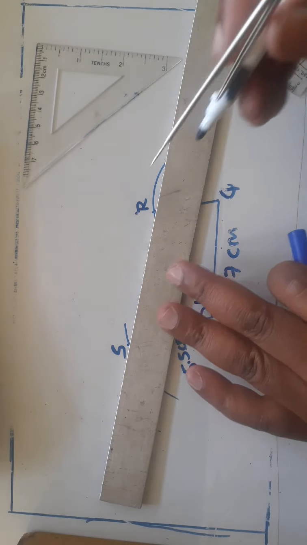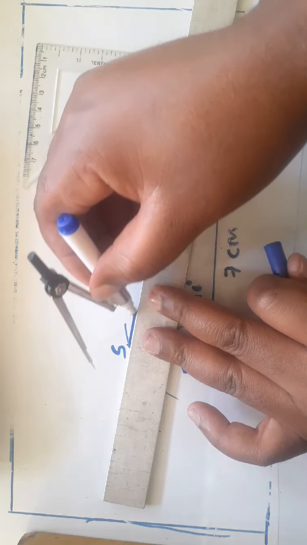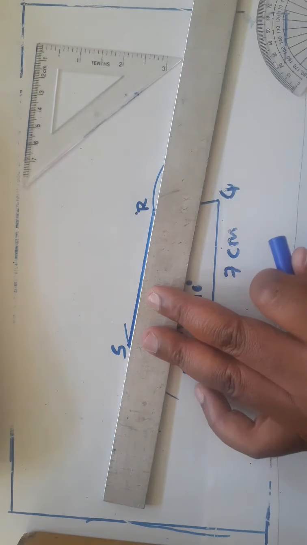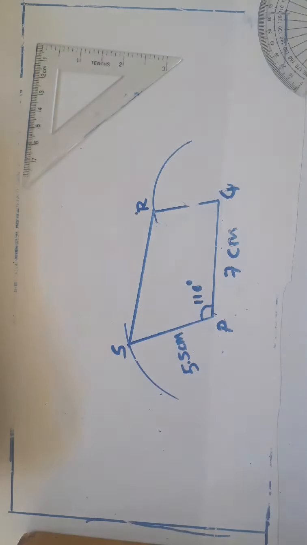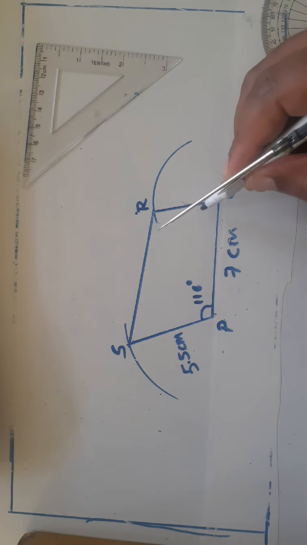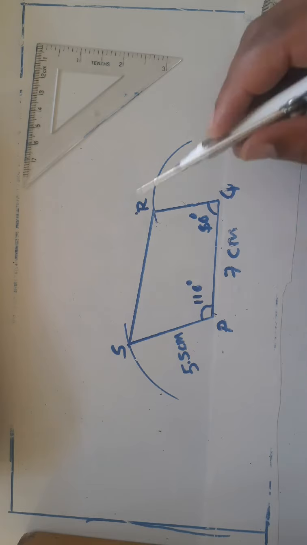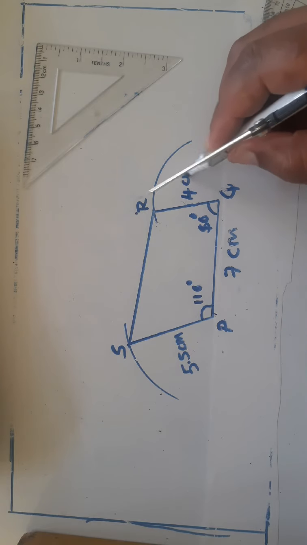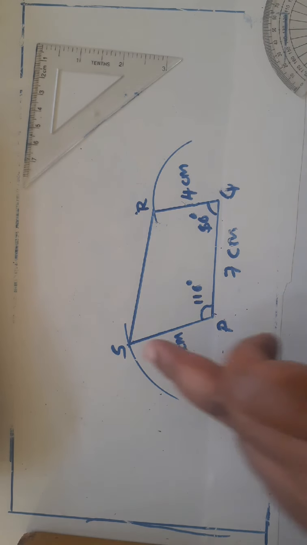That is your quadrilateral. But we should indicate the actual measurements here. Here it's 80 degrees. Then here it was 4 centimeters. Good to go. Then the only thing that we need to do is to measure.